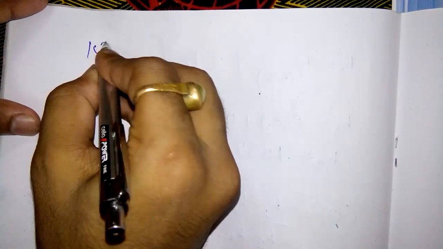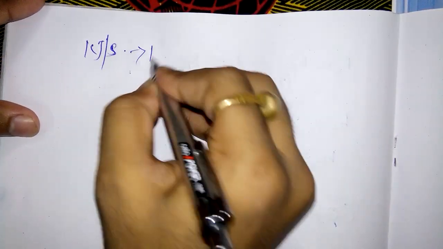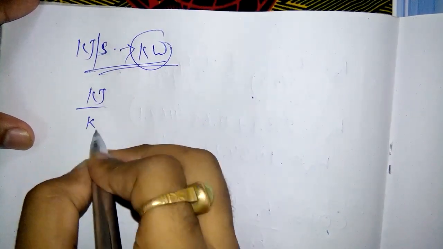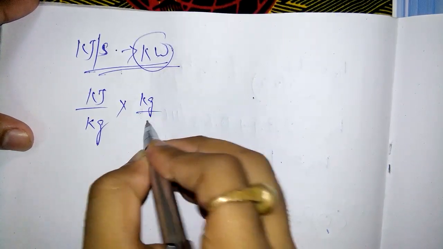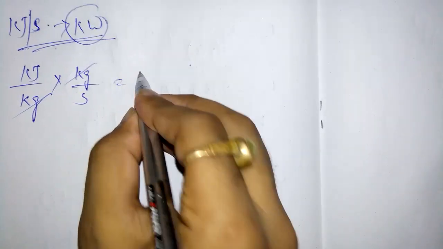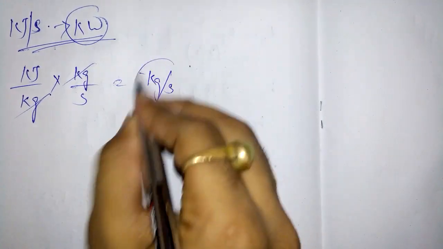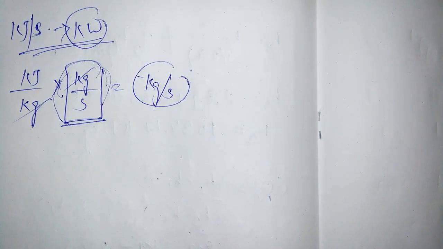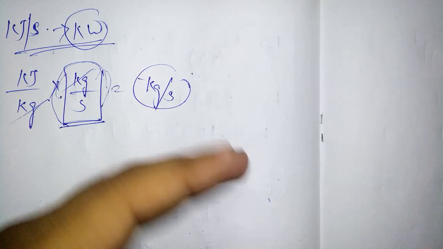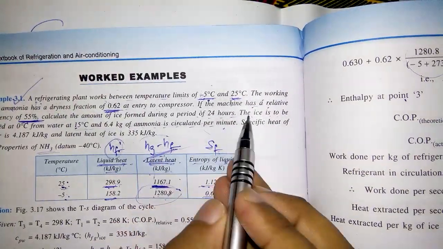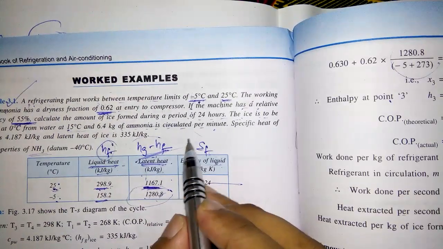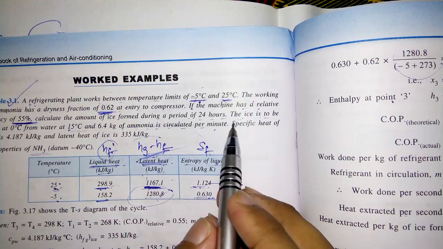If I require to find it in kilojoule per second, which means kilowatt, then I have to multiply kilojoule per kg with kg per second. Kg will cancel out and I will be left with kilojoule per second. So what is kg per second? It is the mass flow rate, and the mass flow rate is given in the question.